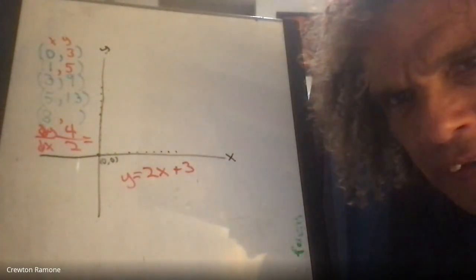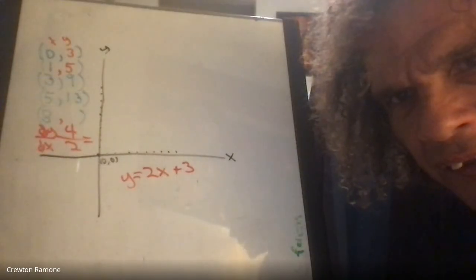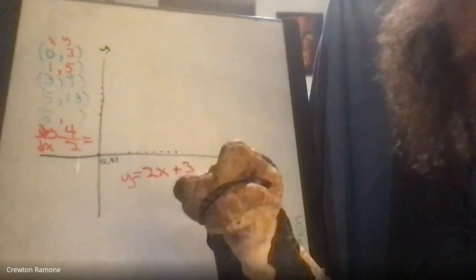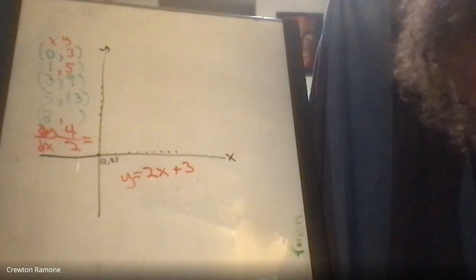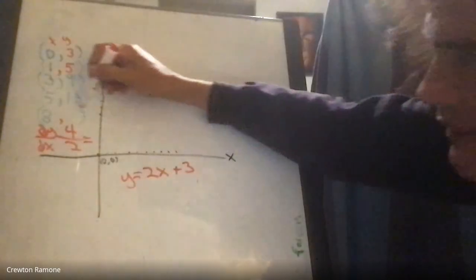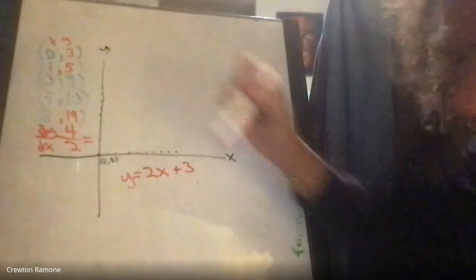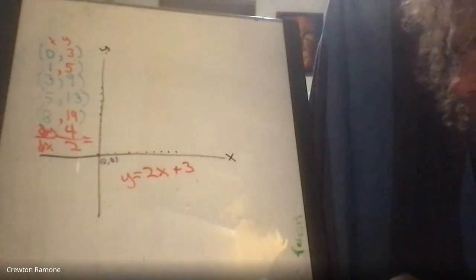How do you know? Because 8 times 2 plus 3. That's very good. That's how you know, because of math. What's 2 times 8? 16. Plus 3 is 19. Got the right answer. All right, let's graph this.